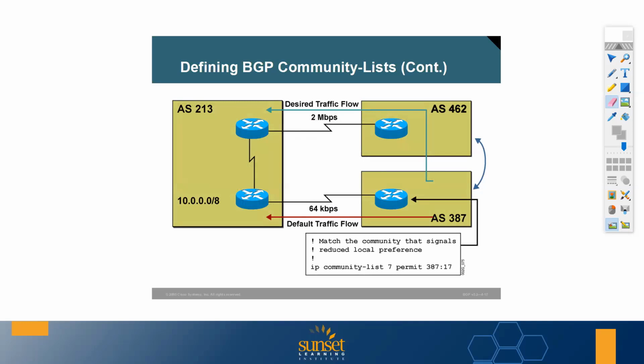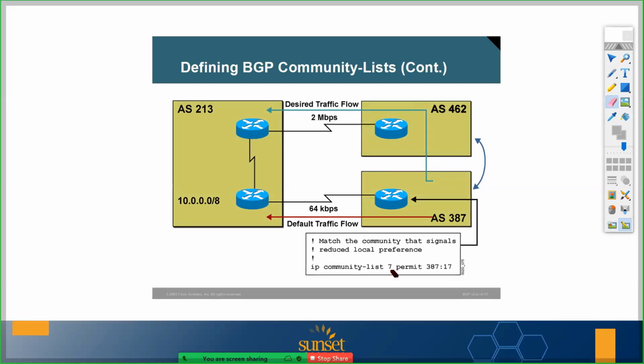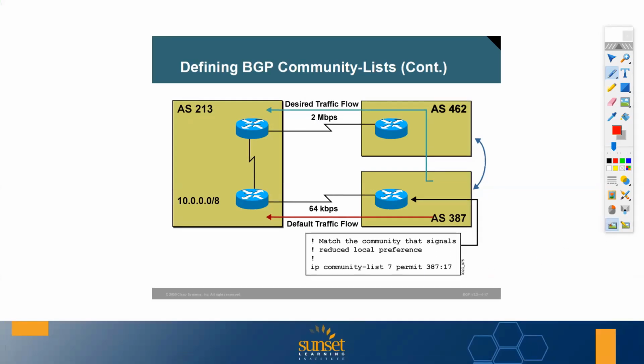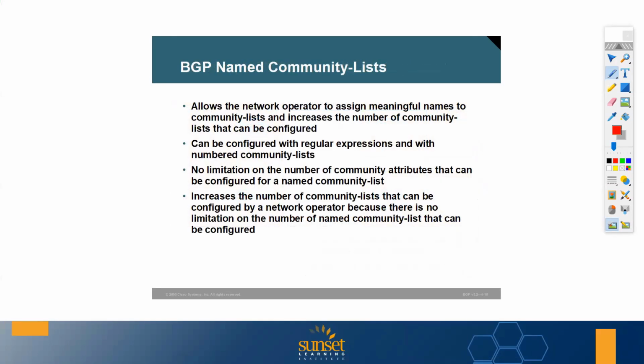So at the service provider, what they've done is created a community list, in this case, community list number 7, and they are matching specifically that community string of 387:17. Now they've got to use this community string access list somehow to be able to change attributes in BGP. And that's what the route map is going to do for us here, okay?